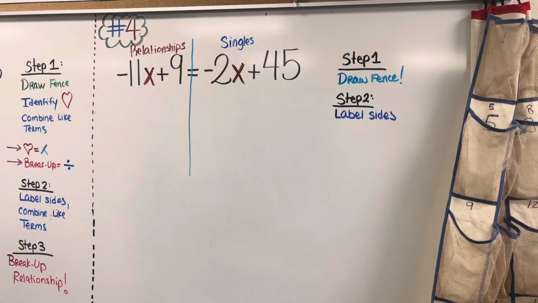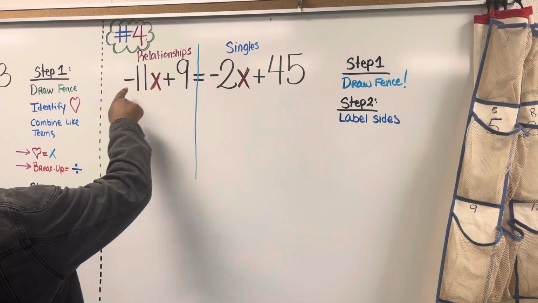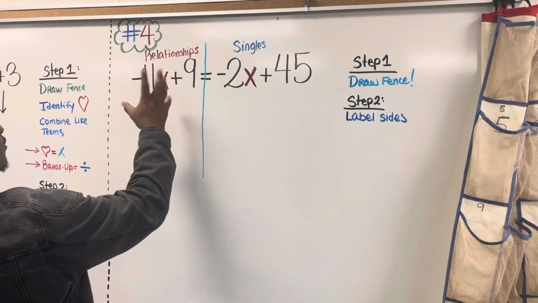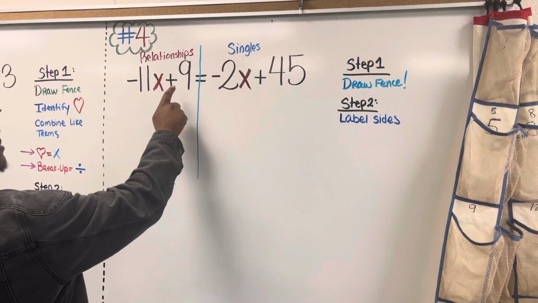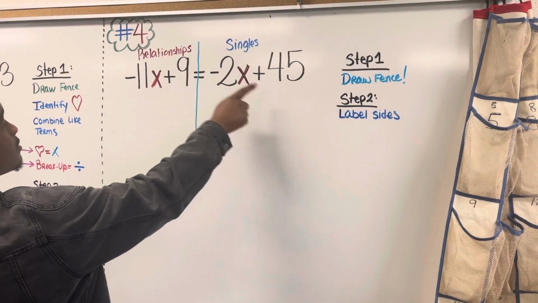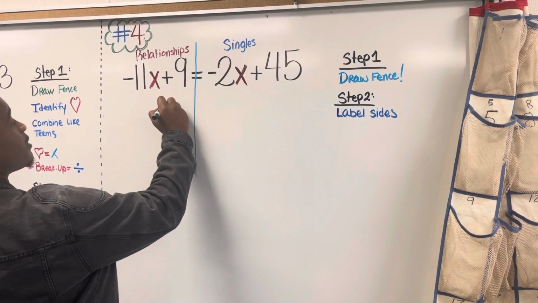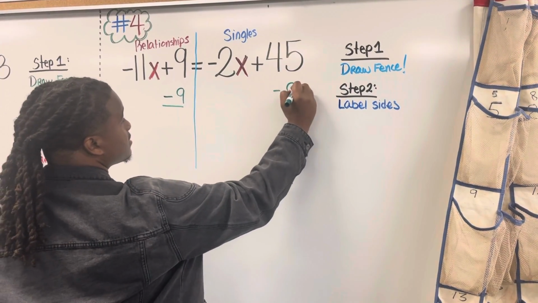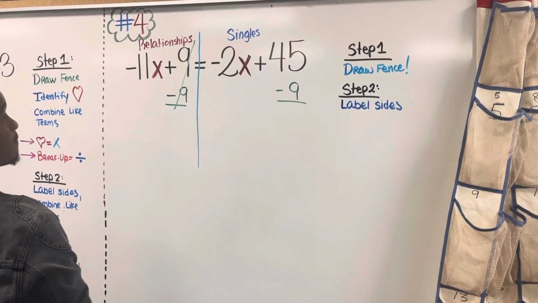So we're just going to check each side. Negative 11x is in a relationship because the coefficient of negative 11 and the variable x are together, and they're multiplying together. But 9 is not in a relationship, it's single, so it needs to be moved to the single side. The inverse of plus 9 is minus 9, so I'm going to do that on both sides to move 9 to its appropriate side.